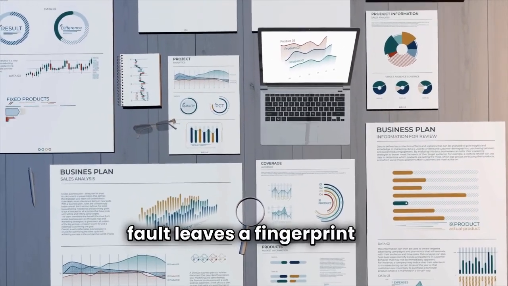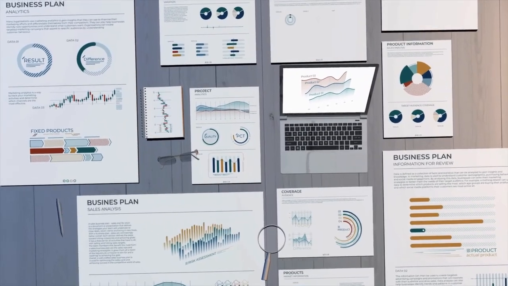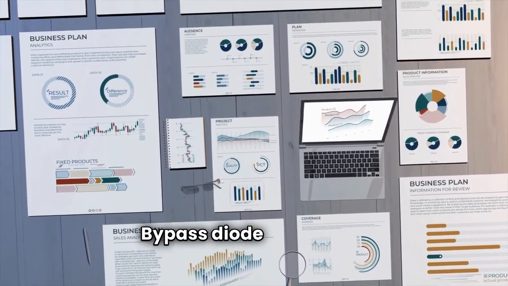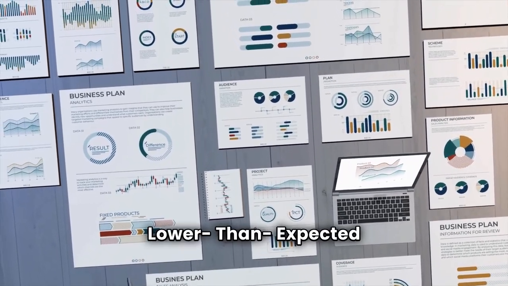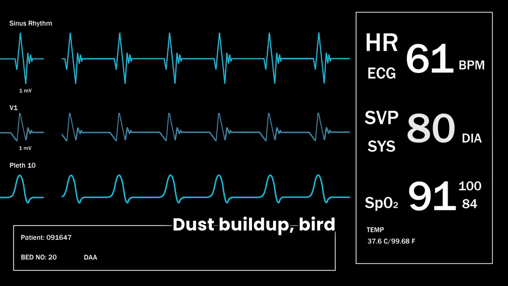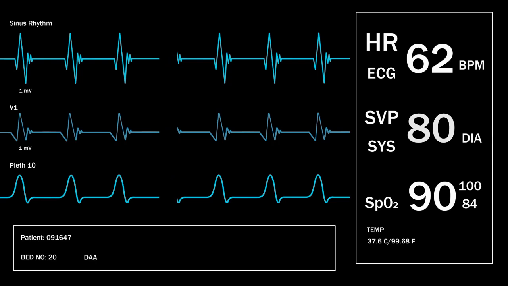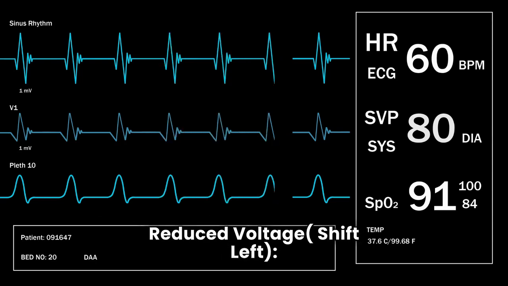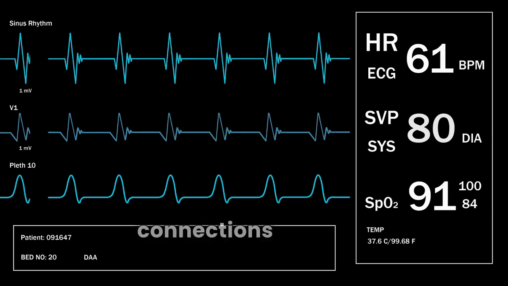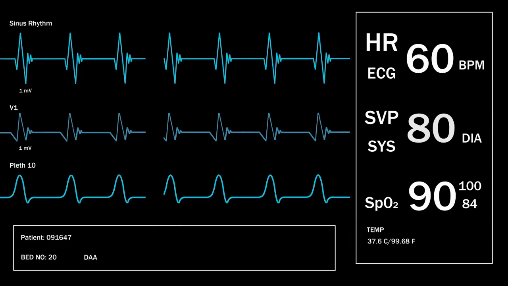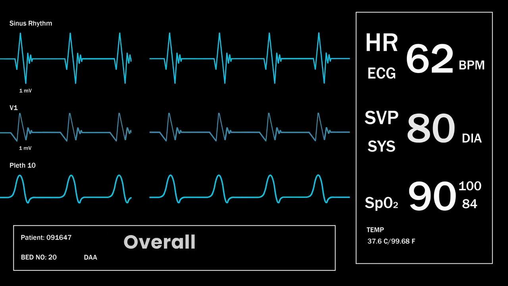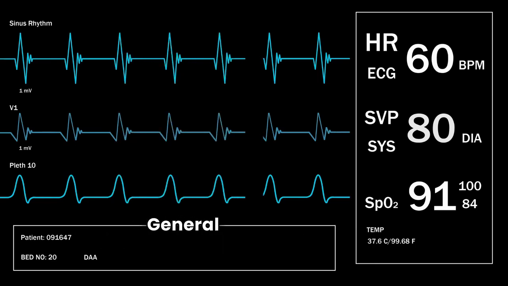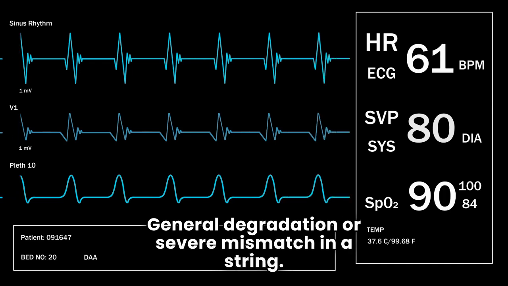Each fault leaves a fingerprint on the IV curve. Stepped curve: bypass diode activation, shading, or cracked cells. Lower than expected current: dust buildup, bird droppings, or partial shading. Reduced voltage, shift left: series resistance from loose connections or aging materials. Jagged or uneven slope: micro cracks, hot spots, or manufacturing defects. Overall shrinkage in area: general degradation or severe mismatch in a string.